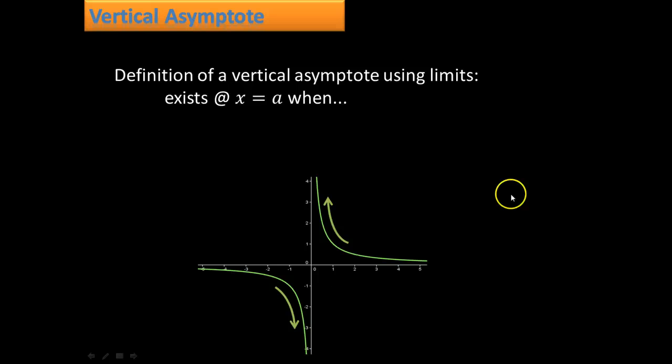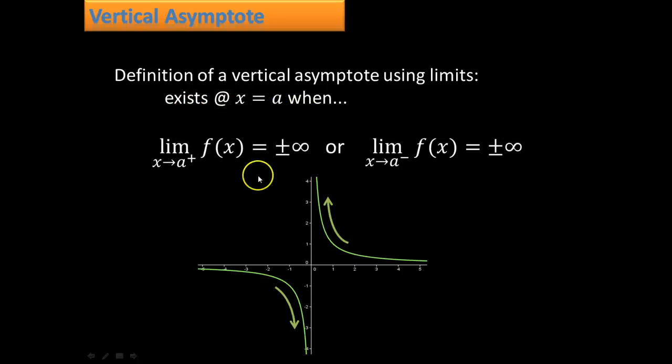Okay, let's look at a limit definition for vertical asymptotes. A vertical asymptote exists at x equals some value a when, as you approach a from the right, f of x runs off to positive or negative infinity, or as you approach some value a from the left side, the function runs off to positive or negative infinity. That's when we say that we have a vertical asymptote.